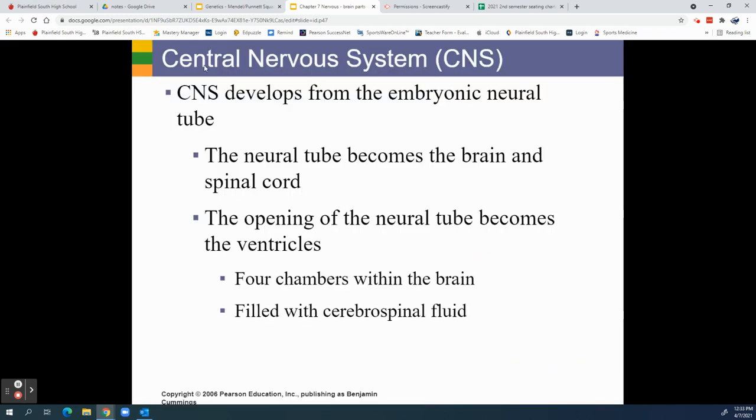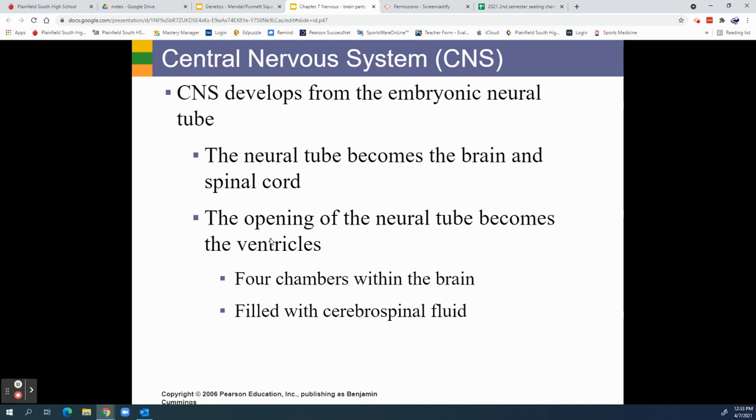So let's go ahead and jump in here. We're going to be specifically looking at the central nervous system. We'll start off looking at the spinal cord itself and then get into the chambers of the brain in a second. When we look at the development of the central nervous system, when we first start to develop as embryos, the brain and spinal cord develop as what we call a neural tube. It's just a fold of tissue that wraps around itself and eventually will become both our brain and spinal cord. The opening of those neural tubes will start to form what are called the ventricles.